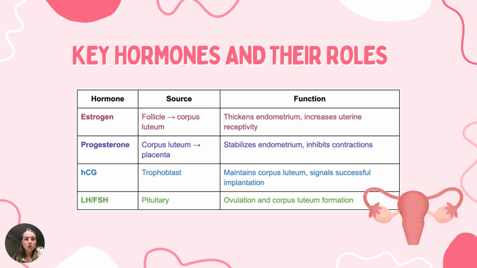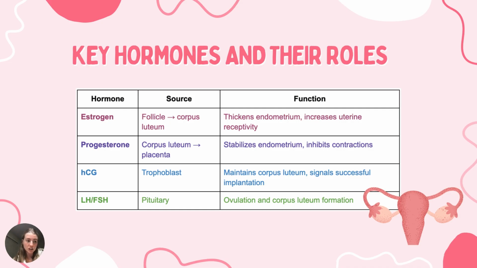So I made this little table with the four key hormones and their roles. So estrogen is produced by the developing follicle and later the corpus luteum, and this stimulates growth and thickening of the uterine lining. Progesterone is secreted by the corpus luteum after ovulation, and it stabilizes that lining and prepares it for the potential embryo. Next is HCG.